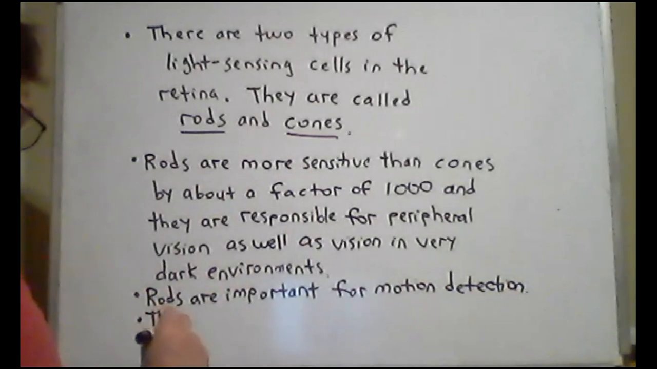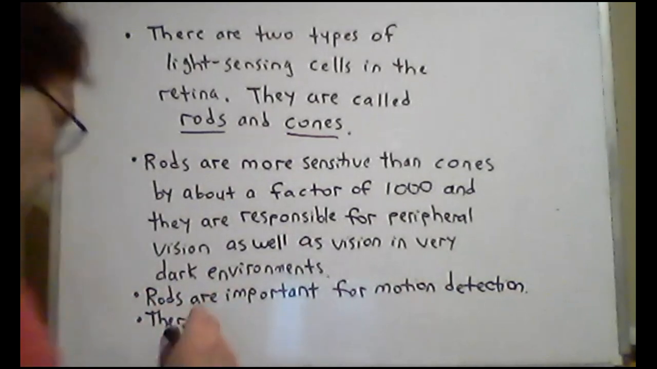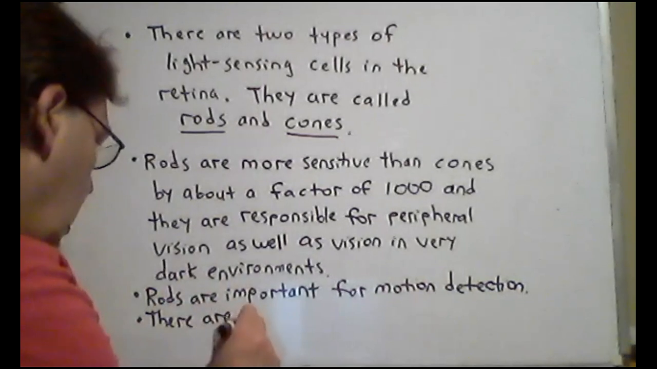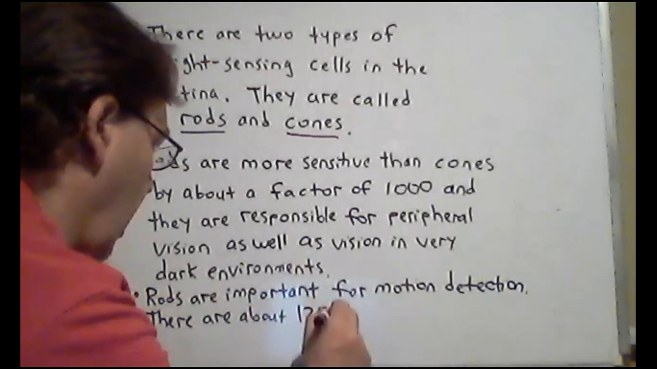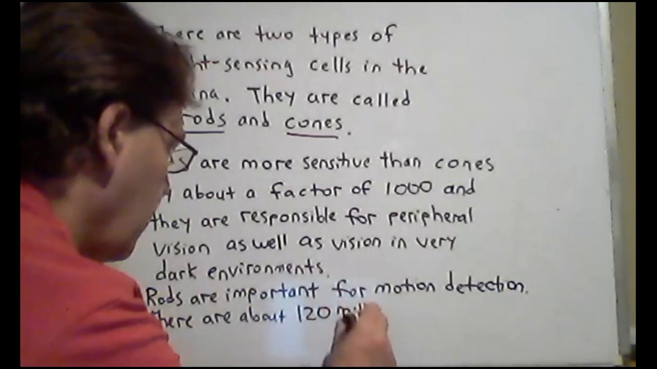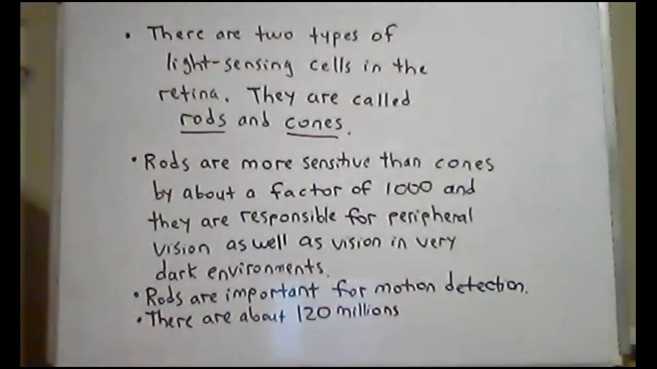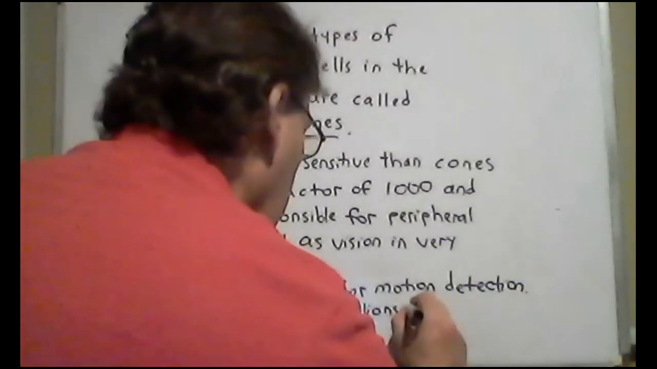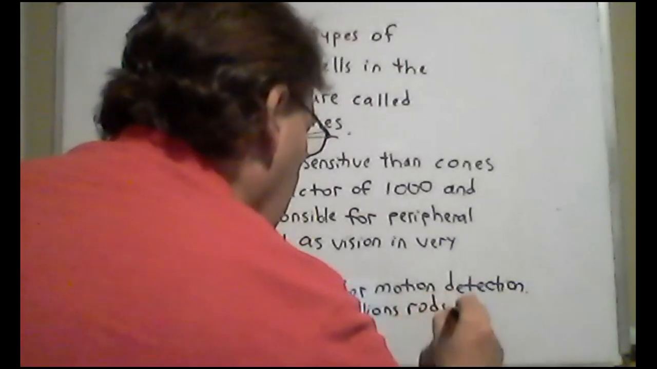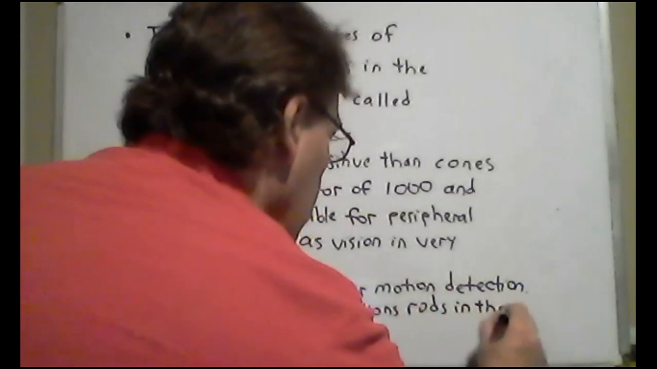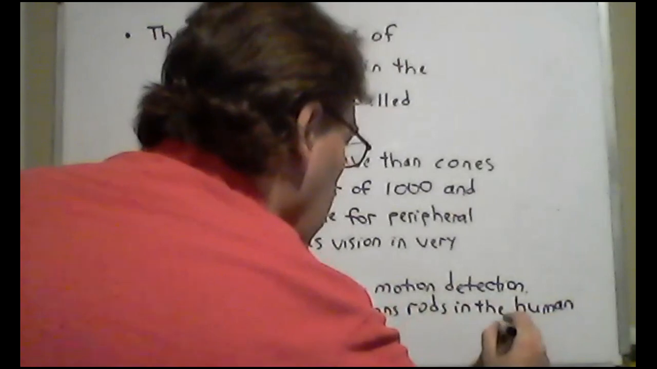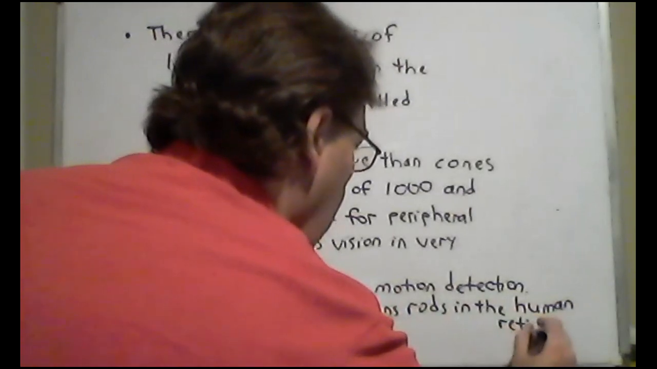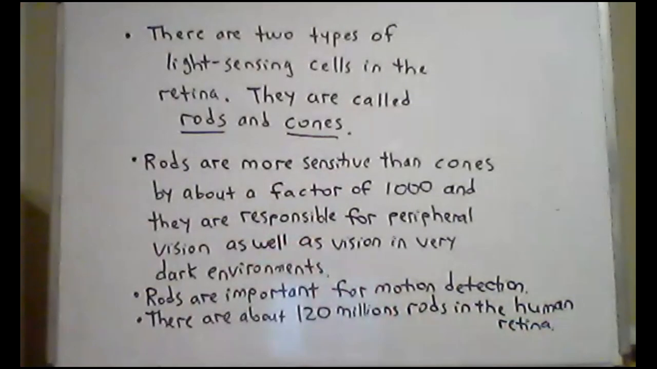So there are about 120 million rods in the human retina. Yes. All right. So rods.